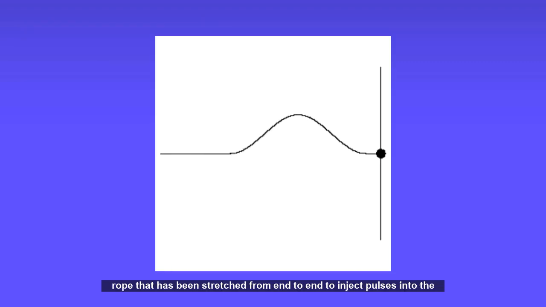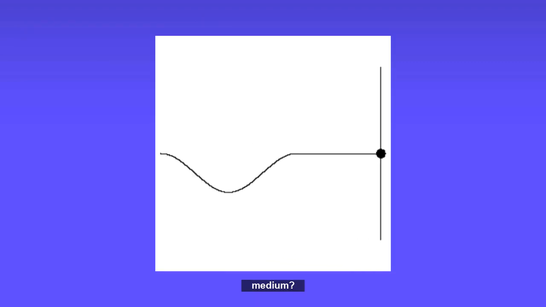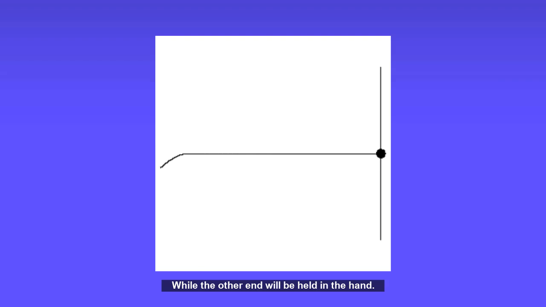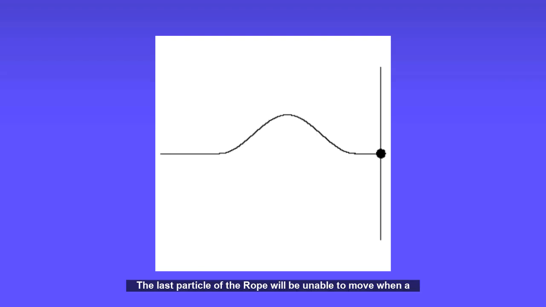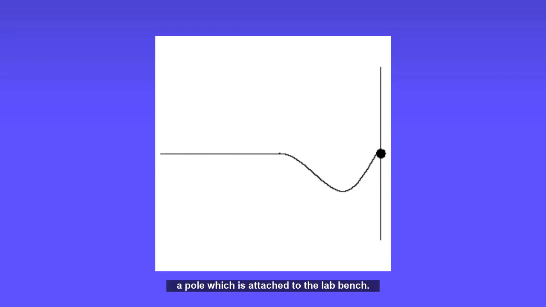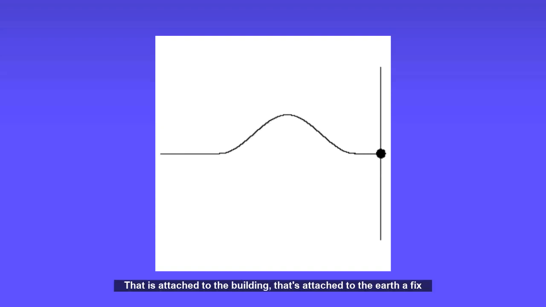Have you ever heard the word fixed end reflection? Consider an elastic rope that has been stretched from end to end. To inject pulses into the medium, one end will be securely attached to the pole on a lab bench, while the other end will be held in the hand. The last particle of the rope will be unable to move when a disturbance reaches it because the right end of the rope is attached to a pole, which is attached to the lab bench, and the floor that is attached to the building that is attached to the earth.